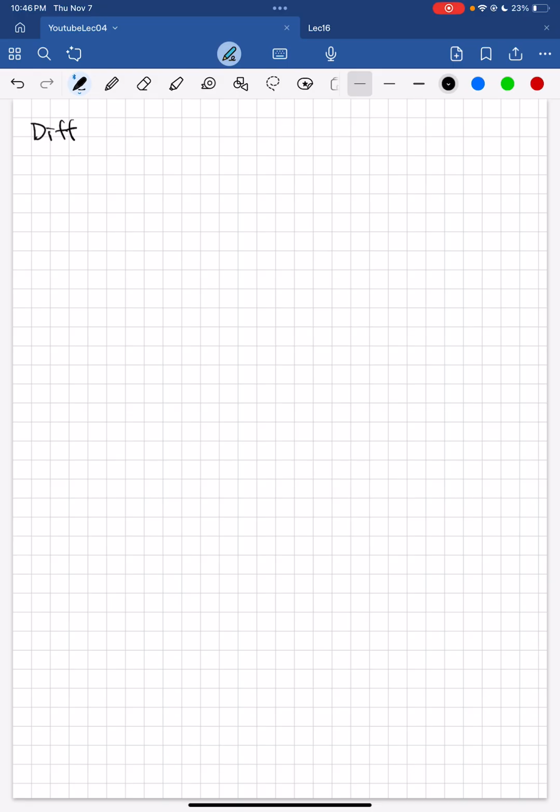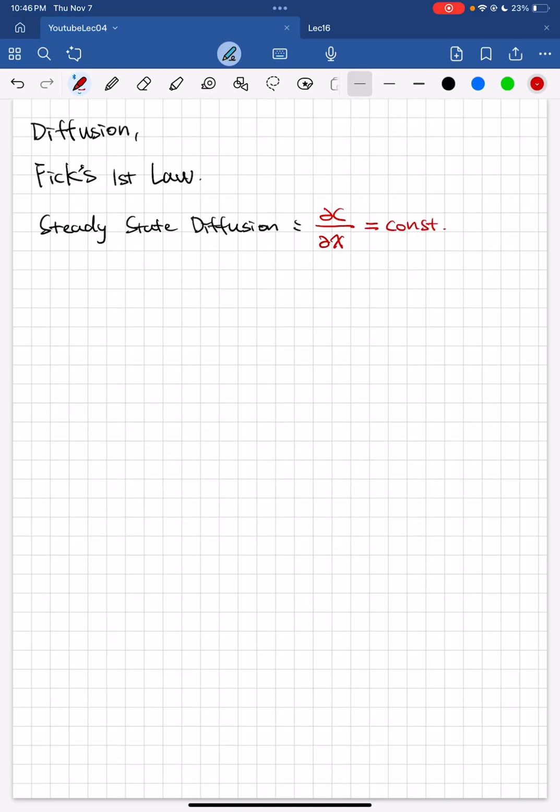More specifically, today we will talk about Fick's first law. Now, we commonly call this steady state diffusion, meaning the concentration gradient doesn't change with time. It is a constant value, so you can simply write it as delta C divided by delta X. Now, people commonly think Fick's first law only deals with steady state diffusion scenarios, but actually it is not.